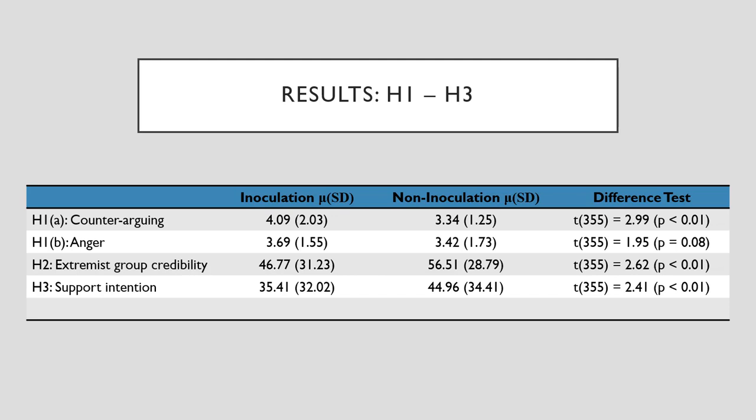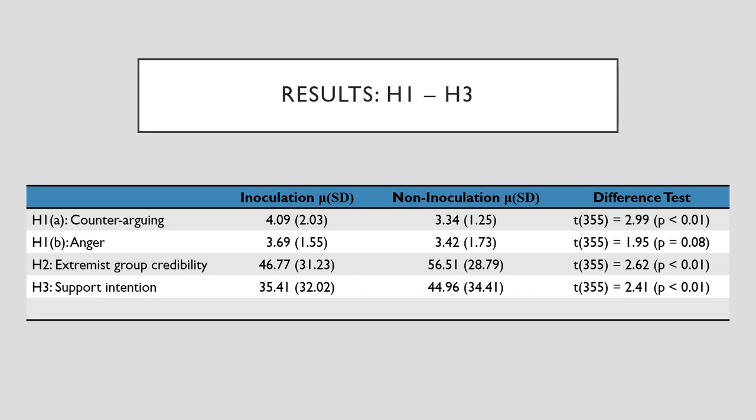Now, I haven't talked about how I operationalized these outcomes. Basically, these were all different 7-point semantic differentials, except for support intention, which was on a scale from 0 to 100. Group credibility was 0 to 100 as well. As you can see on the right-hand side, the results for counter-arguing, credibility, and intention were all significant at the 0.01 level, which is huge, and even anger toward the terrorist group who produced the propaganda was marginally significant at 0.08.